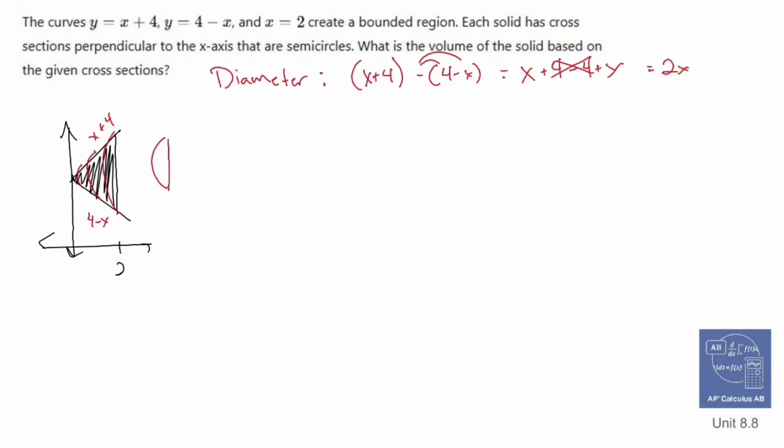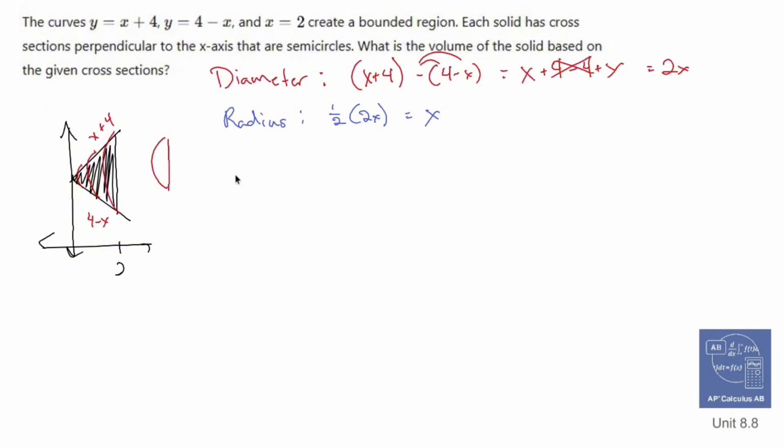Now my radius is going to be half of that. Now why do I care about the radius? Well, give me a second. So my radius is x. God is good. Now what I care about is the area of this circle. Why? Because if I integrate the area of a circle, or better yet, semicircle, because that's what I'm focusing on, I get the volume of the solid based on the given semicircle cross-section.